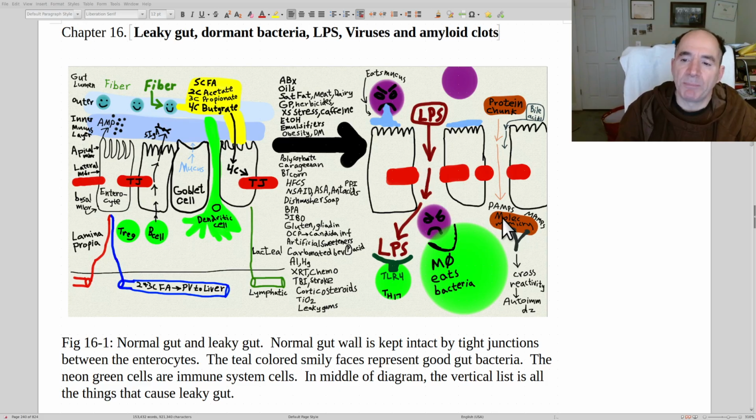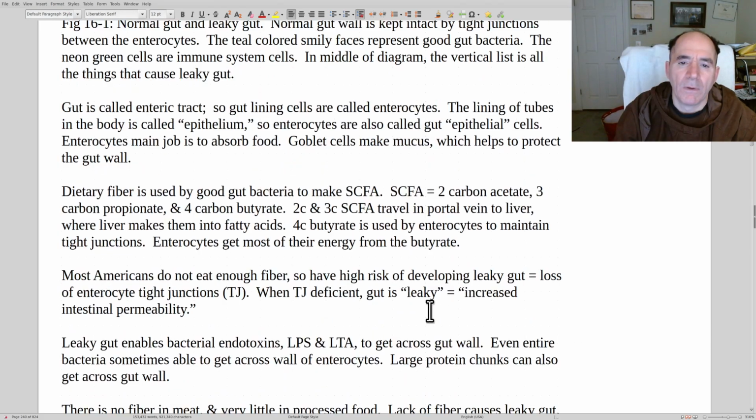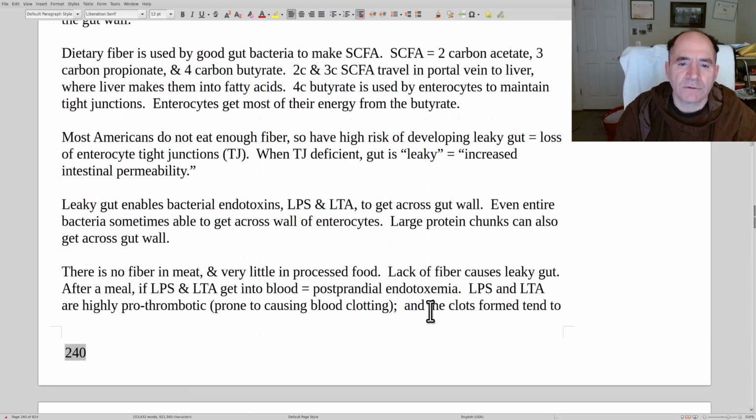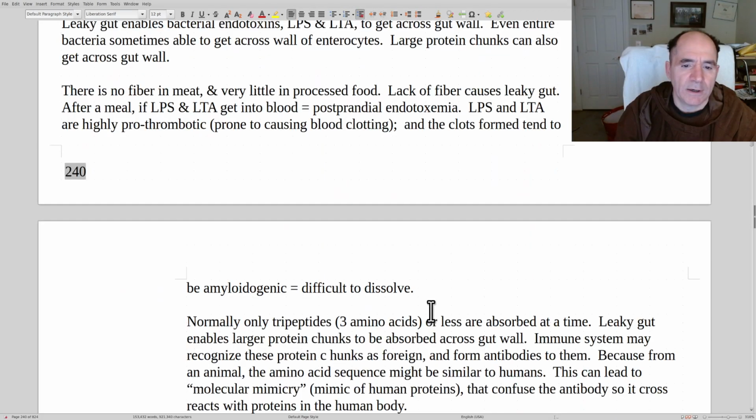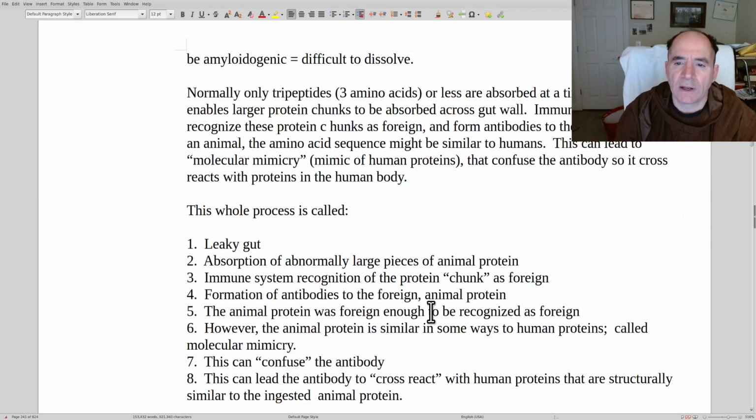You sometimes hear the words PAMPs and DAMPs. Okay, PAMPs means pathogen-associated molecular patterns. Let's see here. What else do I want to talk about? I covered most of this when I was going through all that.